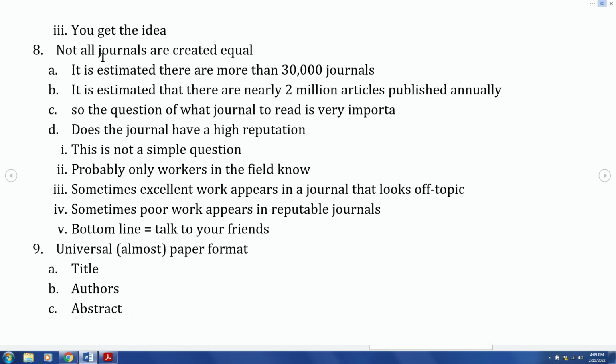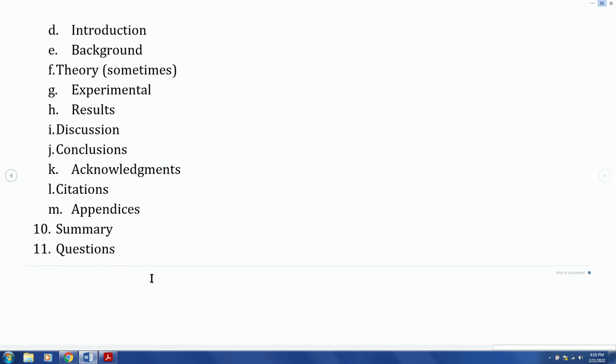Not all journals are equal. Don't fall into the trap of thinking, oh, if it's in a certain journal, it's automatically good, or if it's in another one, it's automatically bad. Sometimes very fantastic articles aren't referenced very often. Some people look at a lot of references, they think it's good, maybe it's not. There's an almost universal format, which we rolled through, and that's it.